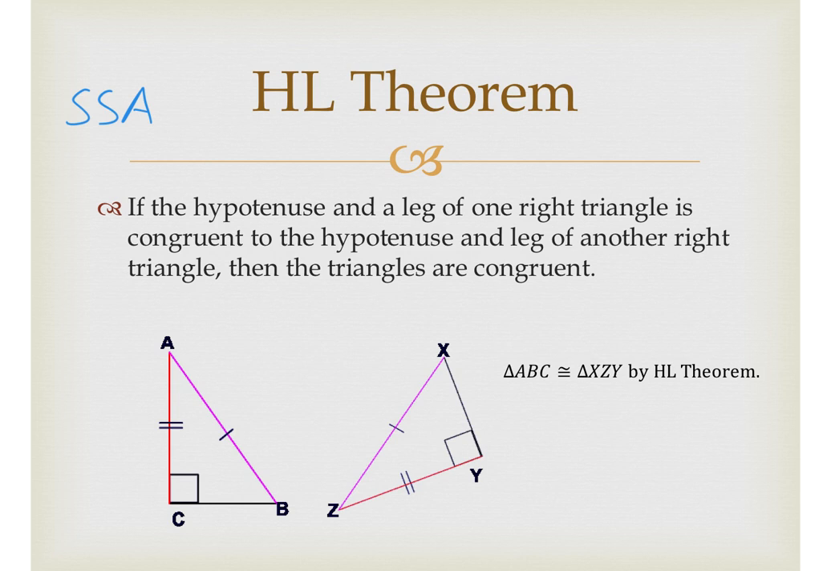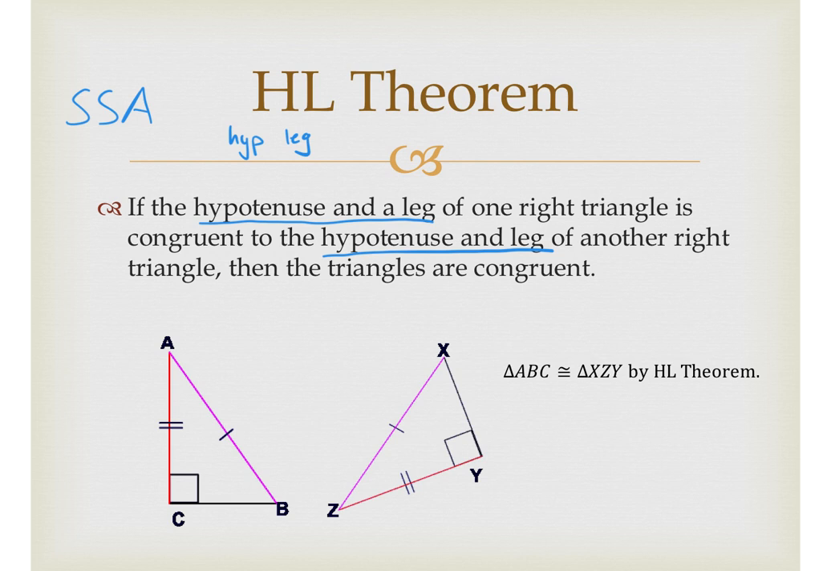But right triangles are special. Therefore, they have their own rules. HL theorem. HL theorem stands for the hypotenuse leg theorem, and it is the only instance of side, side, angle that works. So when you have a right triangle, look and see if you have HL theorem. What this one states is that if the hypotenuse and a leg of one right triangle are congruent to the hypotenuse and the leg of the other right triangle, then those triangles are congruent.